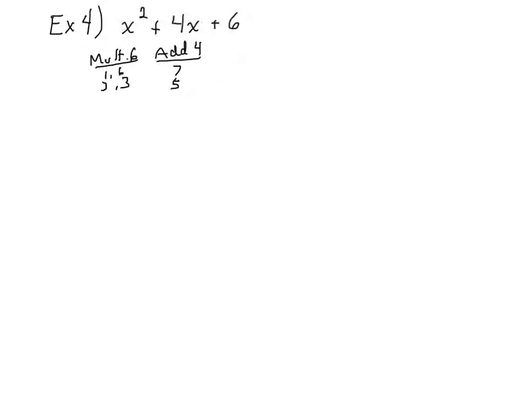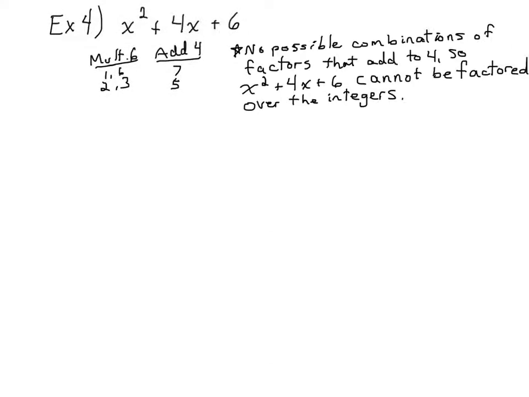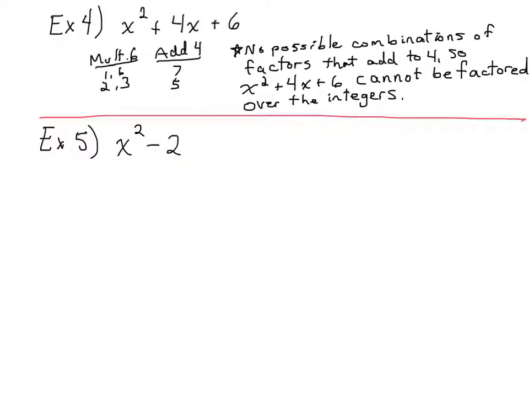So what does that mean? Well, it means that there's no possible combinations of factors that can add to 4, so this polynomial cannot be factored over the integers. If we're going to factor this polynomial, we'd have to use other means, such as the quadratic equation. Example 5 is factoring the trinomial x squared minus 29x plus 28, if possible.